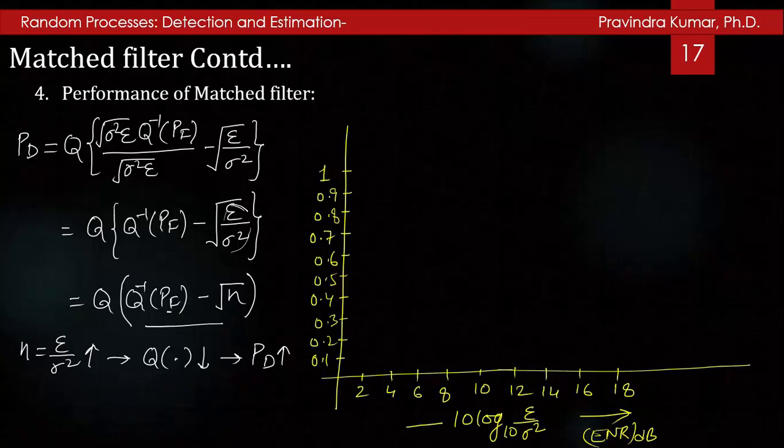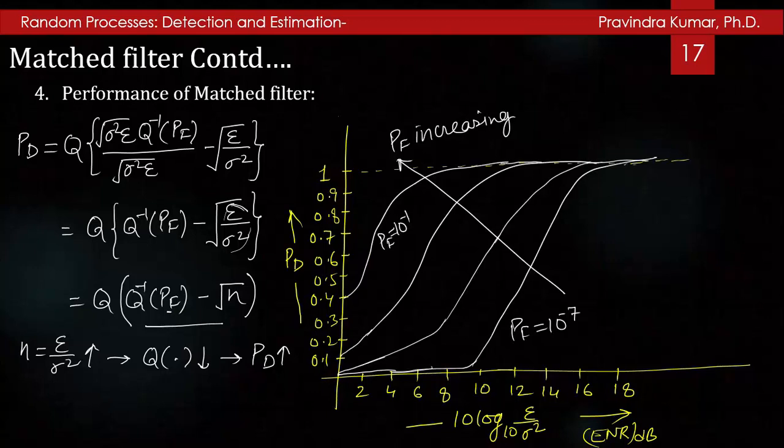So if I sketch the curve between the probability of detection and the energy to noise ratio, you can find this curve, with PF increasing in this direction. It is apparent from the curve that to improve the detection performance we can always increase the probability of false alarm and or increase the ENR, the energy to noise ratio. The ENR is increased by increasing the signal energy, epsilon equal to NA square.